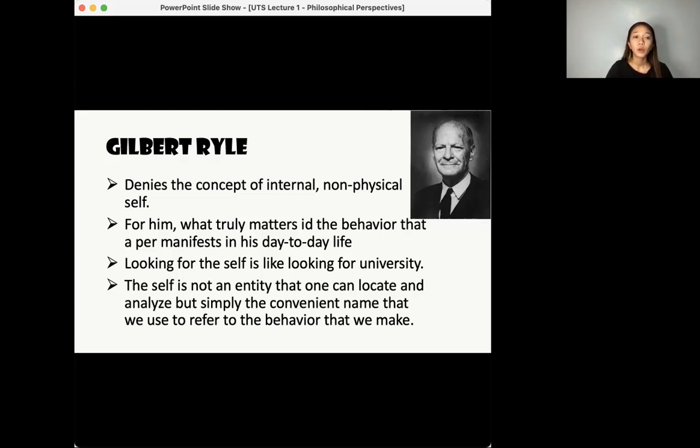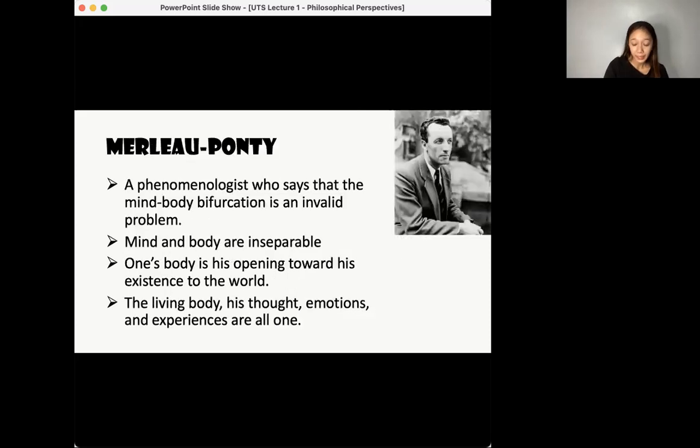Yan yung sabi ni Gilbert Ryle. Kaya dinenay niya yung self. Kasi behavior lang daw yun. Yung ginagawa natin. Yung self lang daw is a name. And next, last one. He is Merleau-Ponty. Okay, next.